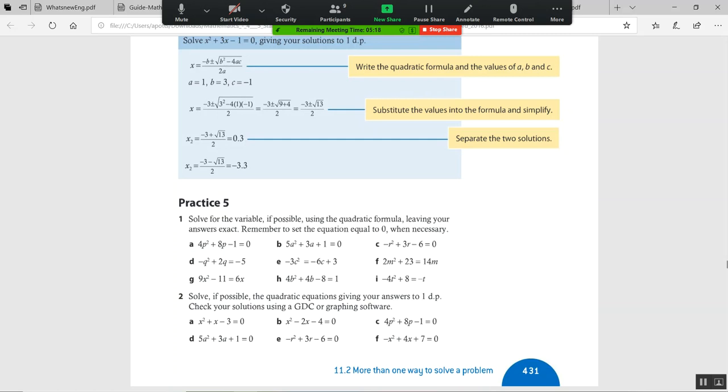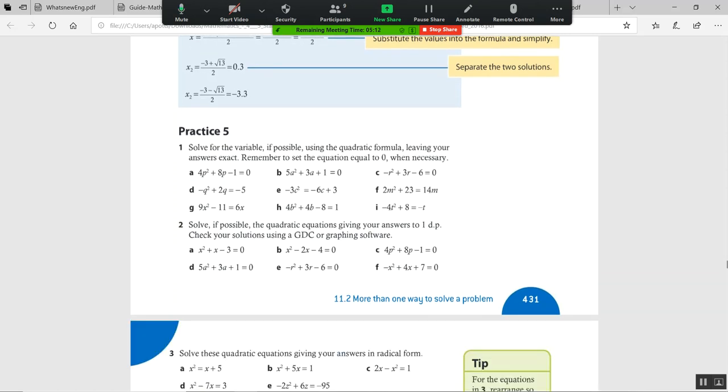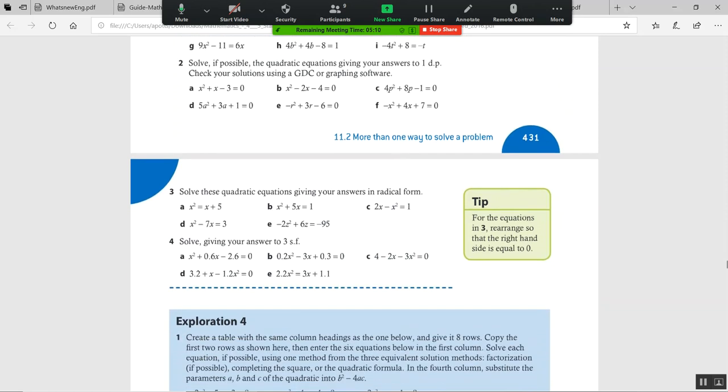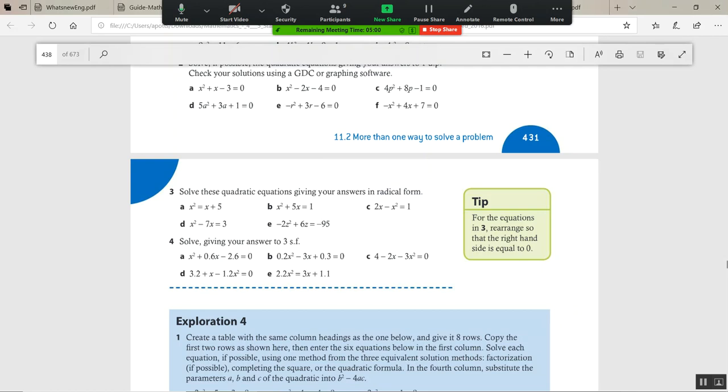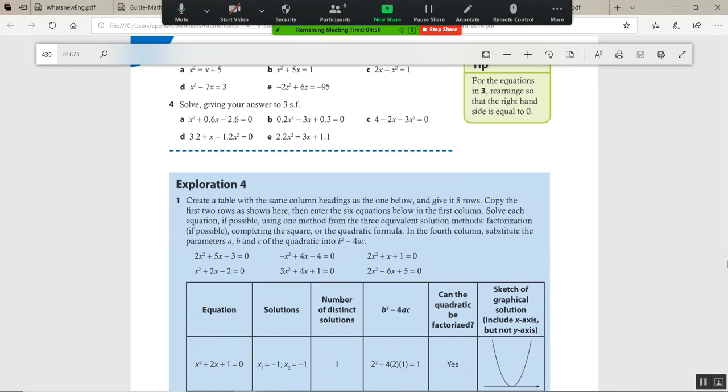I'll show you in a second. So you're going to be doing this. You're going to have a look at these using the quadratic formula, solve, giving... Do you know what radical form means, guys? Well, you do. Do you remember? I don't remember. Surd form, yeah. Just so leave an exact form we've been talking about. Okay. So you're going to be practicing.